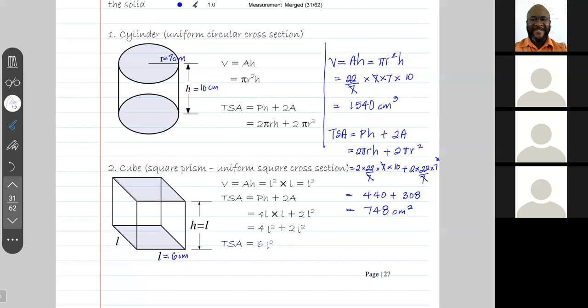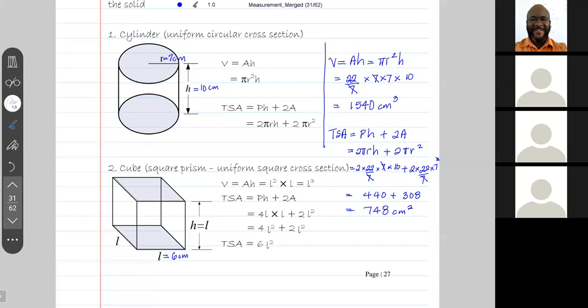So for example, for the cube, the volume is V equal to AH. A, in the formula, is the area of the uniform cross section, which is a square. So it's L times L, which is L squared, the area of the square, times the height. But all the edges of the cube have the same length, so the height is also equal to L. So the volume of a cube is what? It is L cubed.